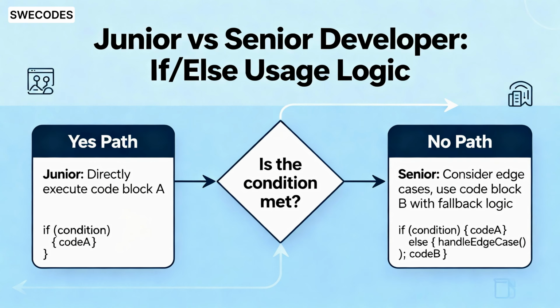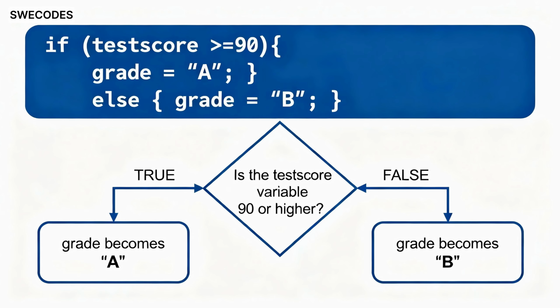The core, the two-way choice. At its heart, the if/else is a simple fork in the road. It asks one question and has two possible paths. If testScore >= 90, grade = A, else grade = B.